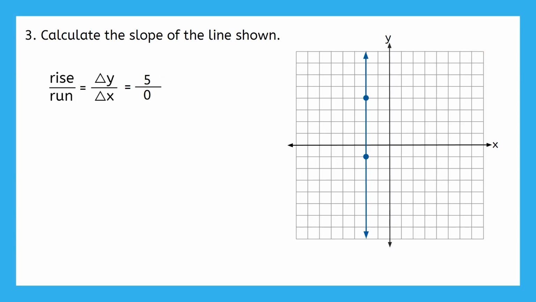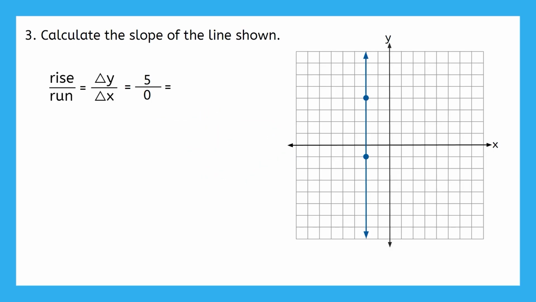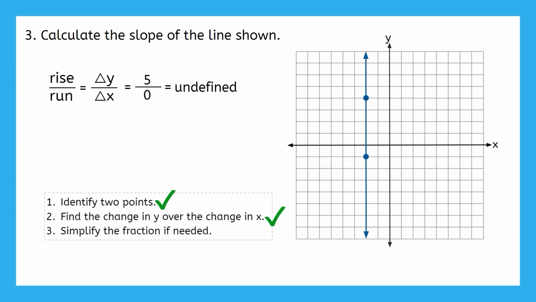My calculator gives me an error message when I type in a number divided by 0. And my phone's calculator app literally says, you can't divide by 0. So what are we supposed to put for our answer? I know, strange question. When this happens, we just write undefined, because the value of 5 divided by 0 can't be defined. This will be the slope of any line that's vertical. And now, we've completed step 3.